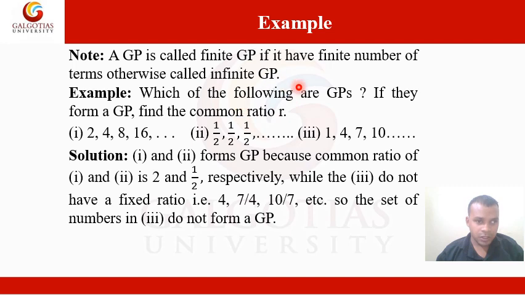Let us see an example here. Which of the following are GP? If they are of the form GP, find the common ratio also. Common ratio means R. So 2, 4, 8 and 16, of course it is in GP. Then 1 by 2, 1 by 4, 1 by 8, is it in GP or not? Let us think. Yes, of course, it is in GP. You can see that the common ratio is going to be the same here. So 1, 4, 7, 10 and so on. This is not in GP. Make sure this is not in GP because the common ratio is not the same here.